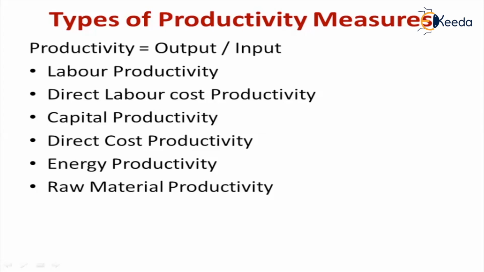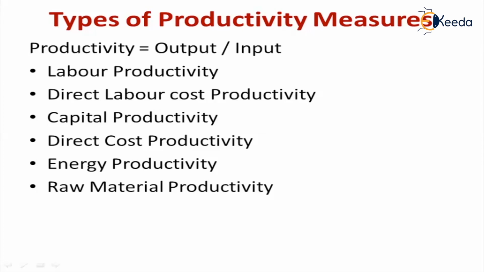Number two, direct labor cost productivity. It means I'm going to pay some amount to the labor for doing that particular product. Is the amount, or the wages given to them, sufficient to get my required output or not? If the salary given to the labor is more than the value of the products produced, ultimately my productivity is going to be low.